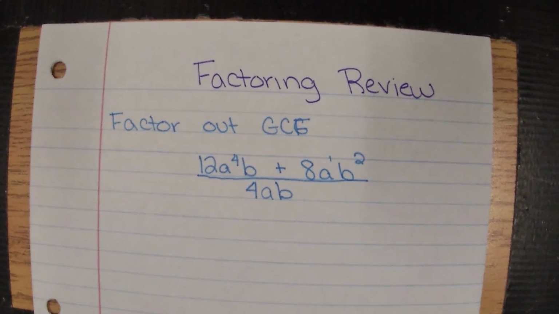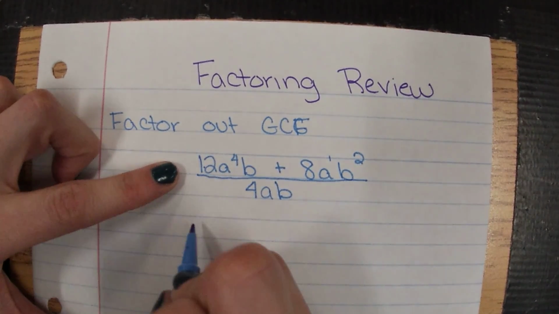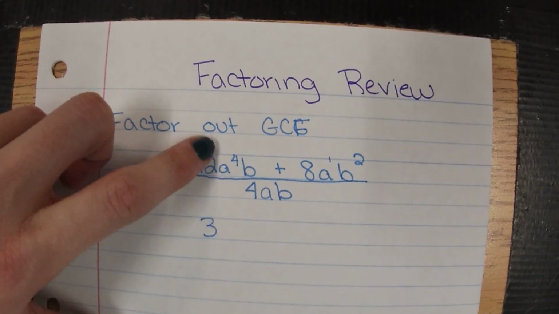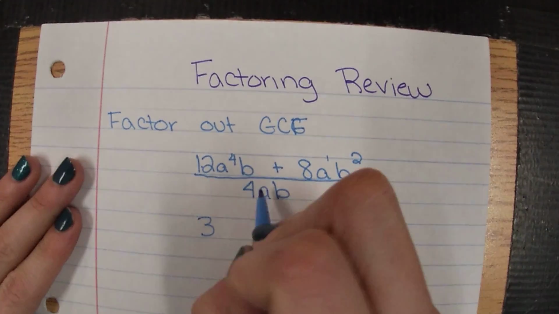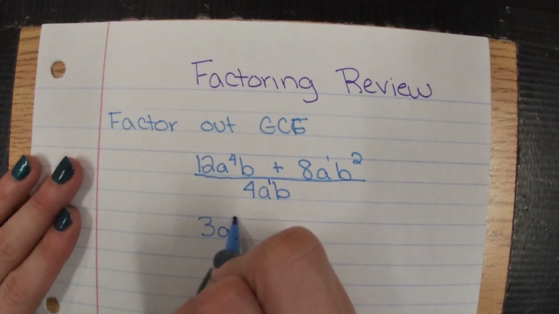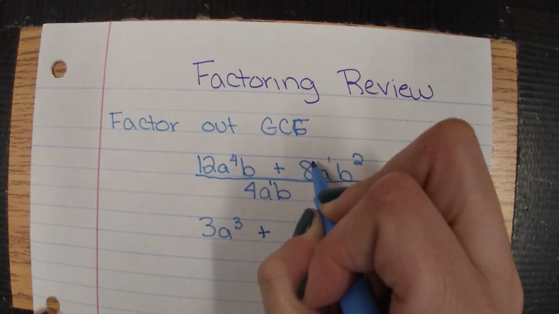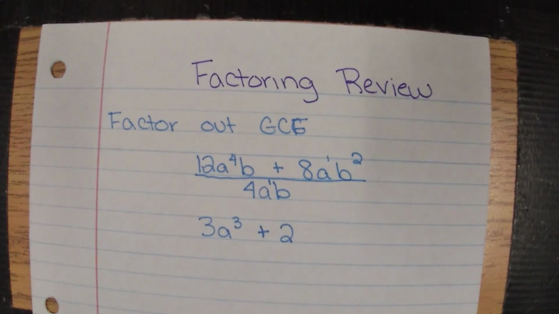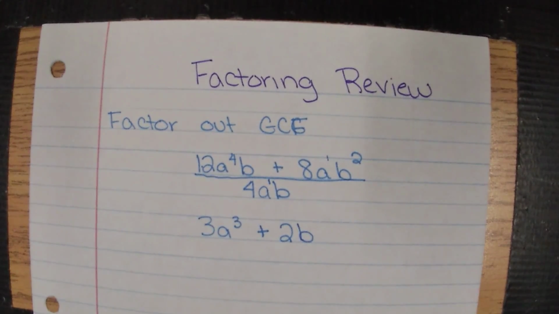Okay, and then we're going to start dividing this out. So when we start dividing, right, 12 divided by 4 gives us 3. Now, when we divide, what do we do with these exponents? We should be subtracting. So 4 minus 1 gives us 3. 1 minus 1 gives us 0, so there's no b left. That cancels out. 8 divided by 4 gives us 2. 1 minus 1 is 0, so again, the a's cancel out. 2 minus 1 is 1, so we have a b left.